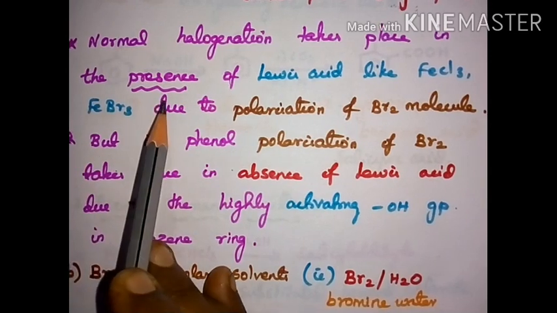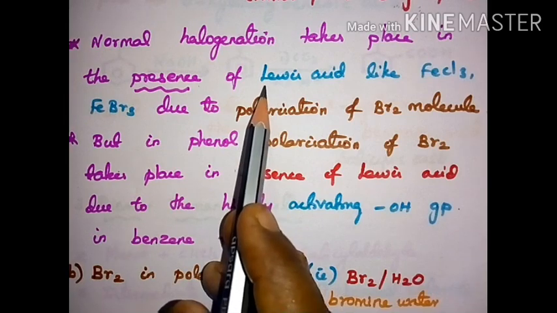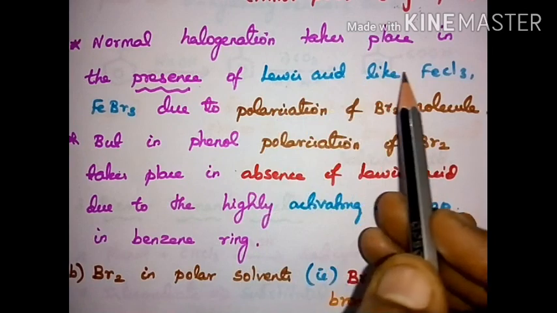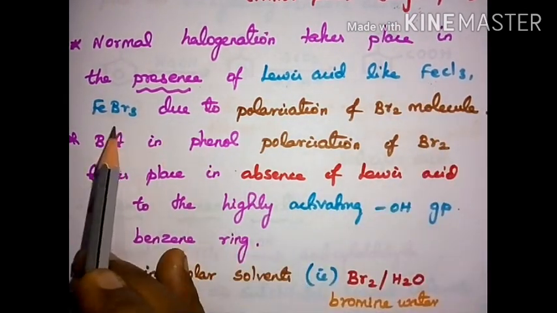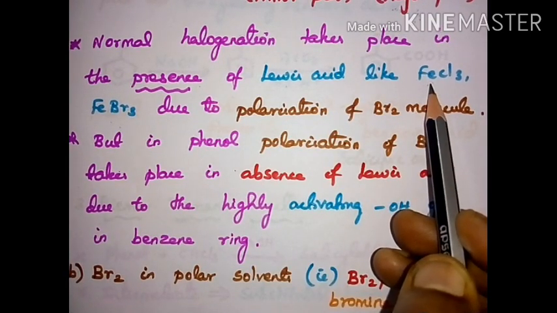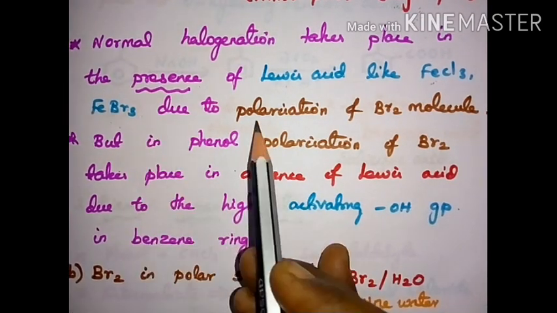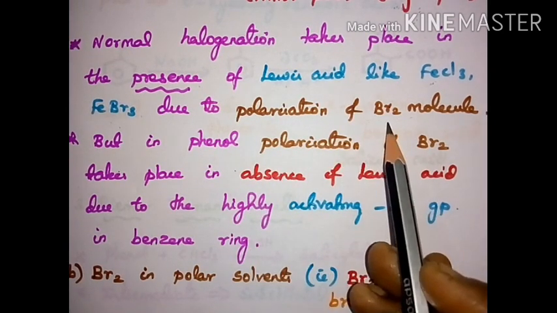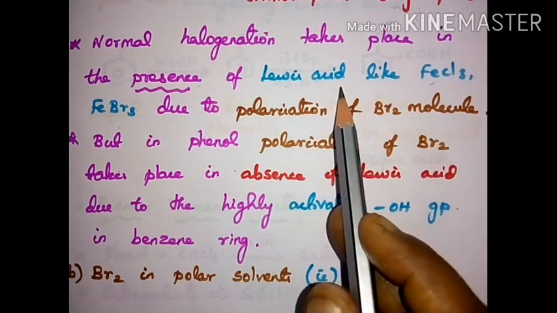Now, normal halogenation, meaning without an OH group, should take place in the presence of a Lewis acid like ferric chloride or ferric bromide. Bromination needs ferric bromide; chlorination needs ferric chloride. Why do you have to take that? Due to the polarization of the bromine molecule. It polarizes the bromine, and only then is it cleaved as Br plus and Br minus. So we need a Lewis acid.